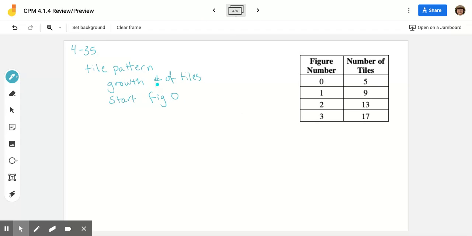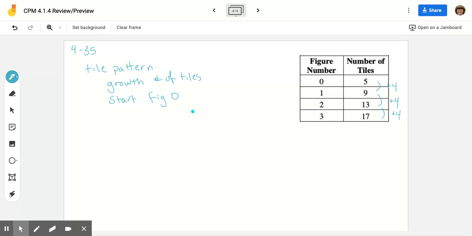And then the growth is 4 tiles. Because if you see here, this goes up by 4. This goes up by 4. Goes up by 4. So I'm adding 4 tiles each time. So what you'll do is you'll build a pattern that starts with 5 and adds 4 as you go up by figure number.